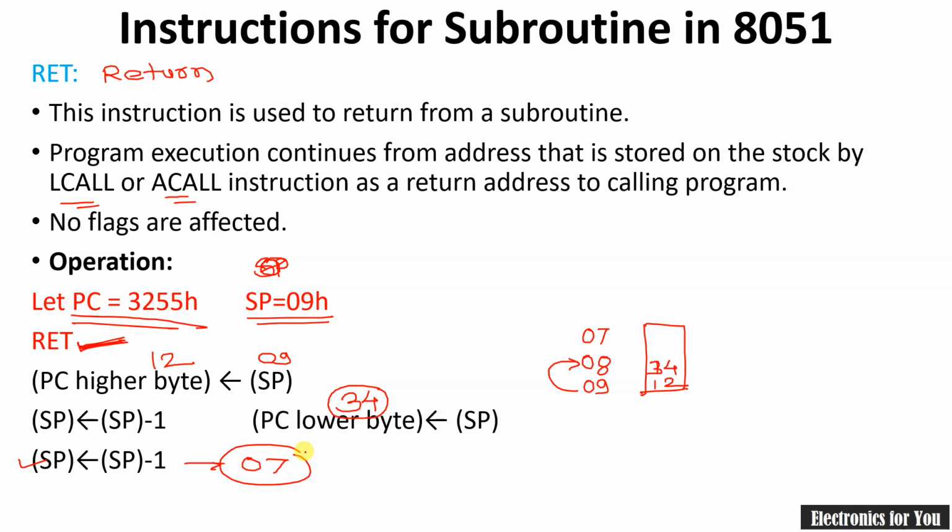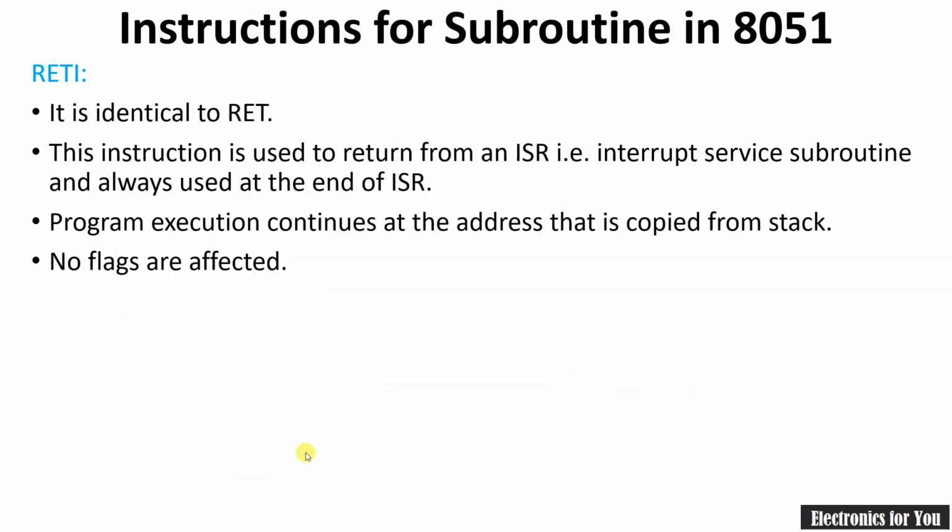Now the next instruction is the RETI instruction, that is return from interrupt subroutine. Now this instruction is identical to the return instruction that I already explained. The same operation will be there, the only change is that this instruction is used to return from the interrupt service subroutine. Note here that it is used for the interrupt service subroutine itself. An interrupt service subroutine is a program which is written for the interrupt request.